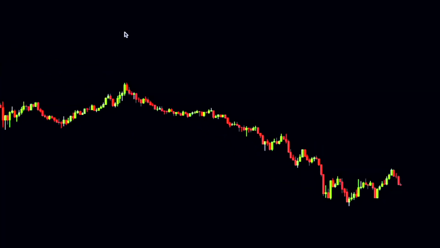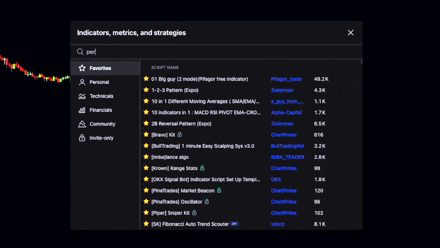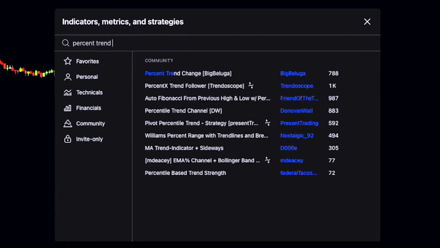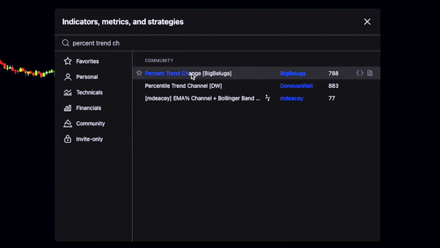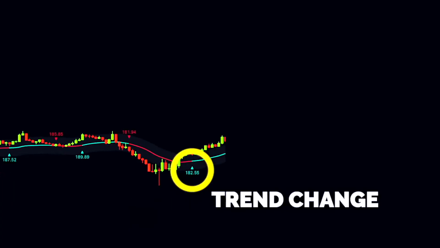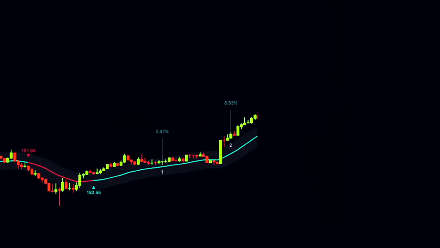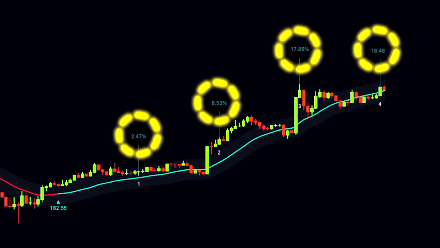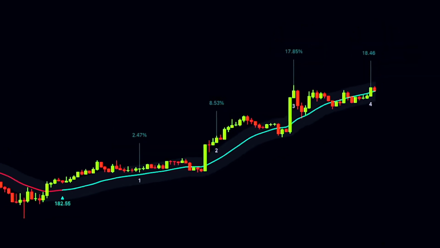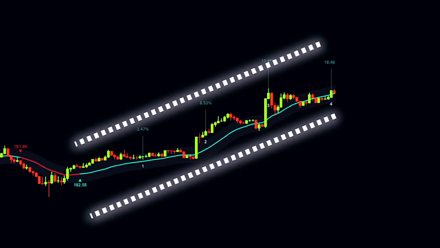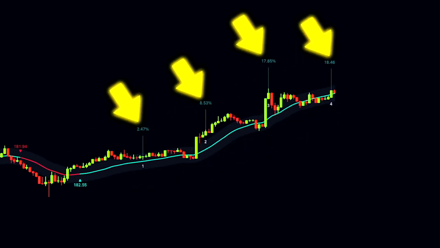Head over to Indicators and type in Percent Trend Change. Using John A's Ultimate Smoother filter, this tool adds a new level of precision to detecting trend shifts, giving you the ability to spot reversals and ride momentum with confidence. What makes it stand out is how it shows percentage changes in real time. You can literally watch the strength and durability of a trend unfold before your eyes.